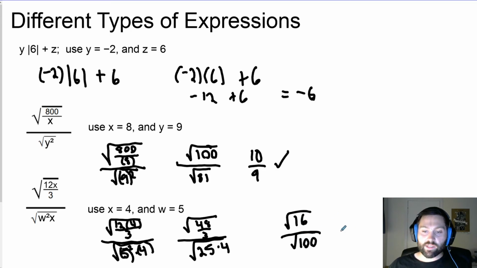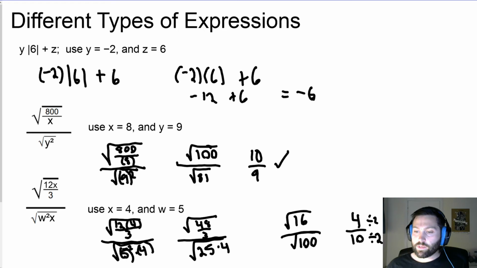So then if I simplify that, the square root of 16 is 4, and the square root of 100 is 10. And so we get a fraction, but this is not the final reduced fraction. If I check my factors of 4 and 10, I see that they both have a 2 in common. So we would reduce each top and bottom by 2 to get 2/5 as my final answer.